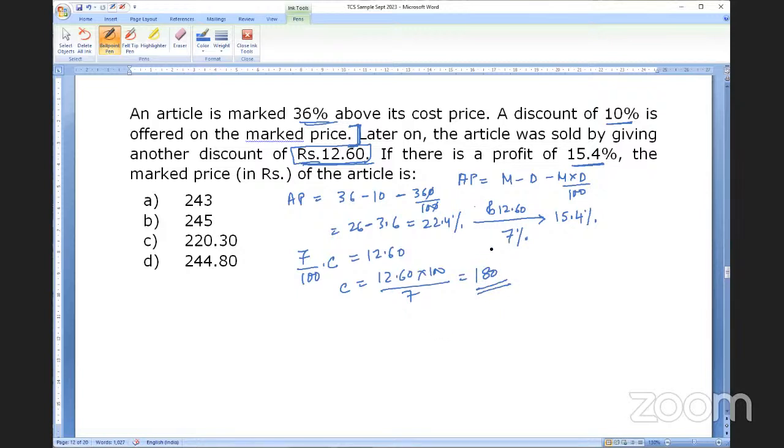But the question is regarding the marked price. And we know that the markup is done by 36% over the cost price. That means marked price is 180 into 100 plus 36, 136 by 100. On calculating, it will be 244.80, which is there in option D.